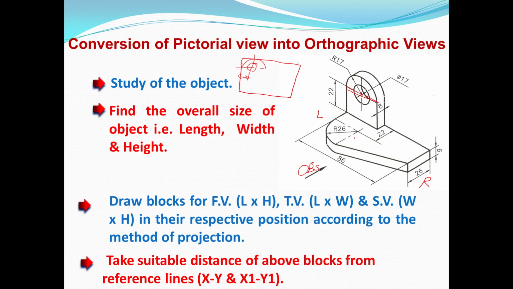In the top view also we can locate the center point, 26 mm from the left and 26 mm from the bottom. So in the top view we get the center point, and we can easily draw this quarter arc with the radius 26 mm.